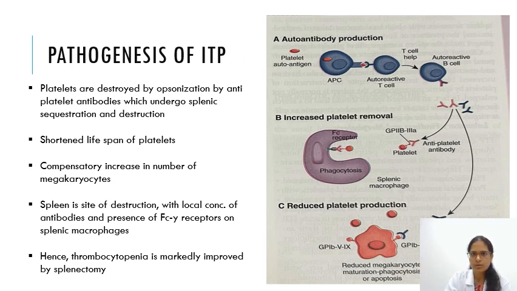Here a platelet autoantigen is formed, which is presented by an antigen presenting cell. This will activate the autoreactive T cell, and that will activate the B cell. The B cell will release antibodies. These antiplatelet antibodies will be directed against the platelet GP2B3A complex, and this complex is destroyed by the macrophages, mostly in the spleen. So in ITP, the patient will improve by splenectomy.